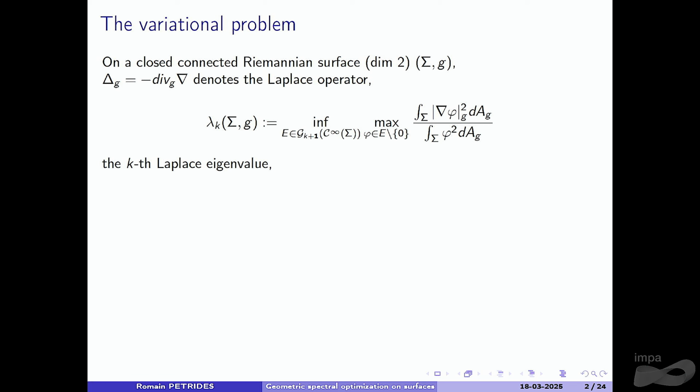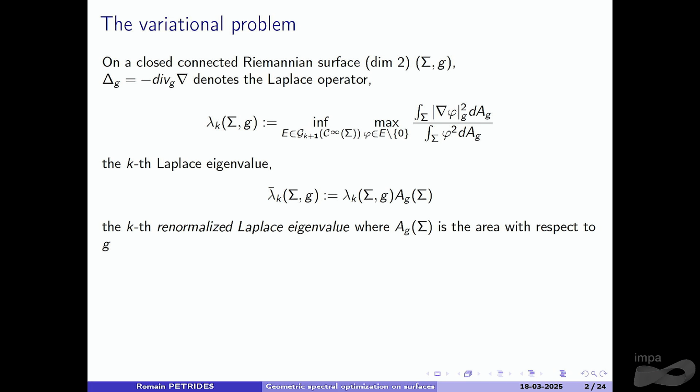So we do not want this function to appear. You can use another formula, which is the infimum over spaces of dimension k plus 1 of functions which are orthogonal to the constant function. It's another way to set the problem. Okay, so I wanted to give you this formula because it's important in spectral geometry. We'll see it soon.